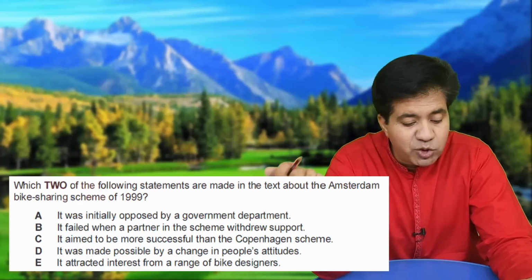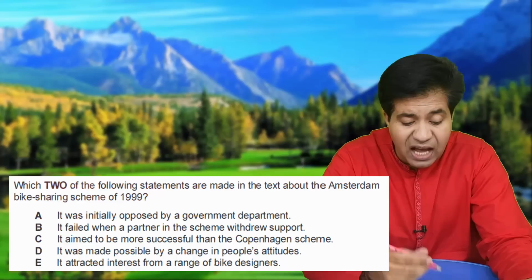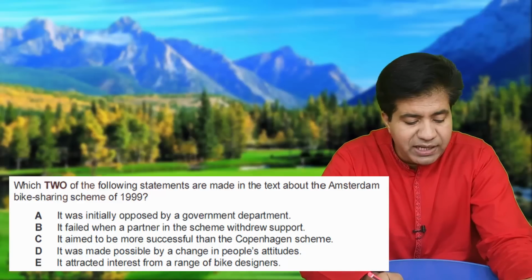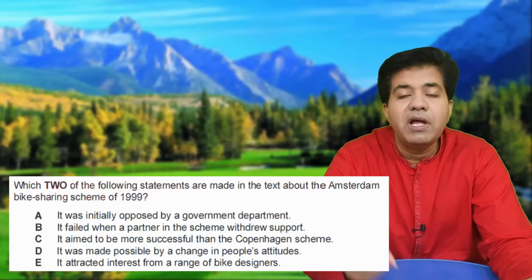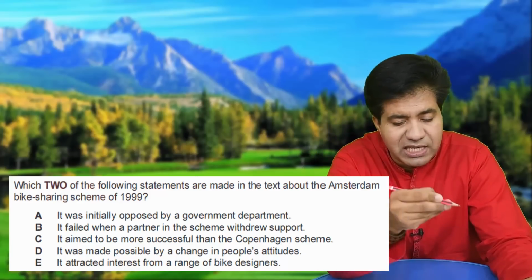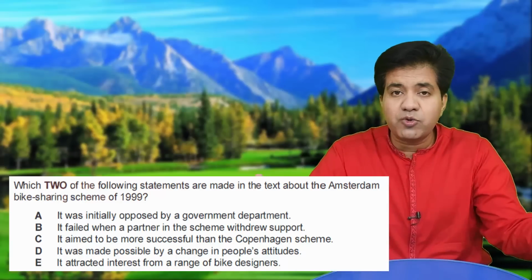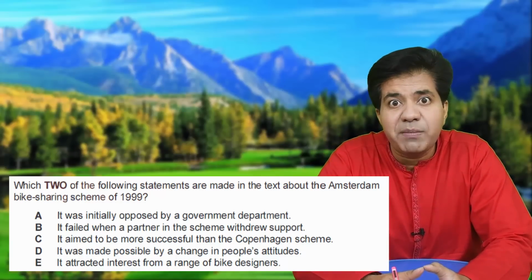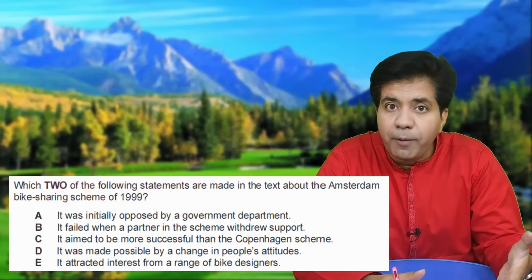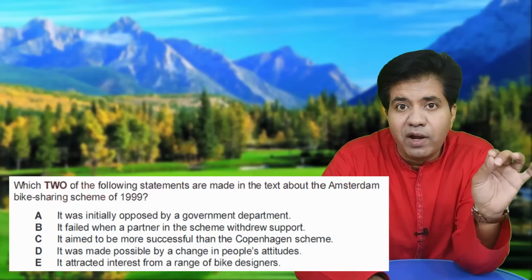Which 2 of the following statements are made in the text about the Amsterdam bike sharing scheme? Now the whole passage is about the Amsterdam bike sharing scheme of 1999. 2 statements means you got to go through all the passage and then you'll be able to find, and without reading the options you will not be able to find the clue.